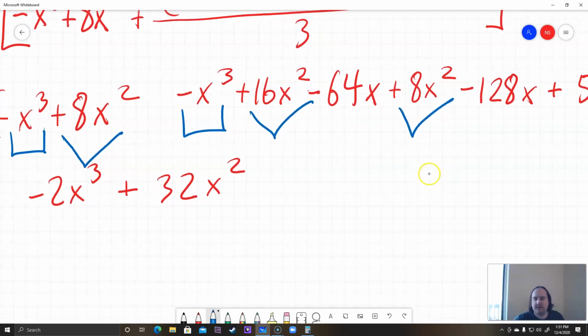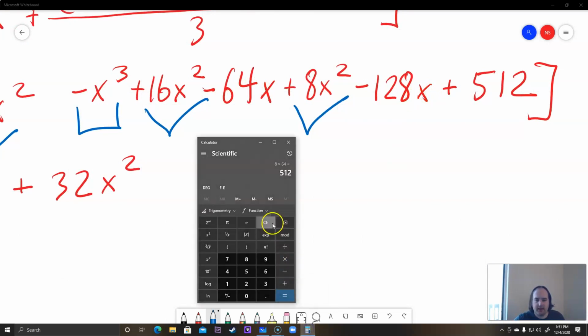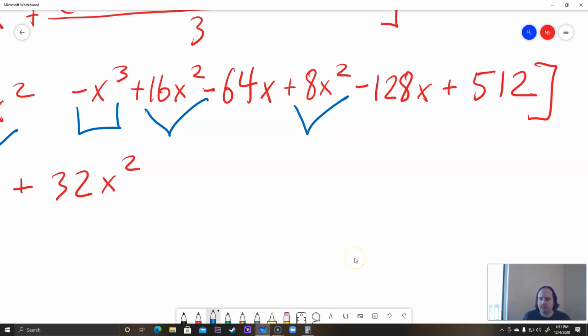And then we have the x's. So negative 64x minus 128x. I should probably be able to do that in my head, but I'm just going to use a calculator. So 64 plus 128 is 192. So we have minus 192x. And then we have plus 512.